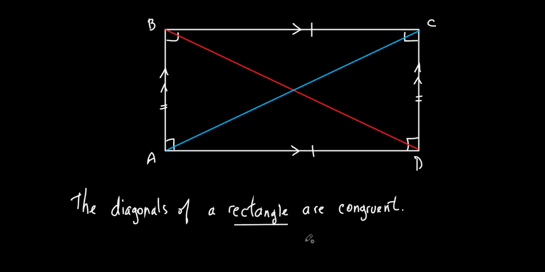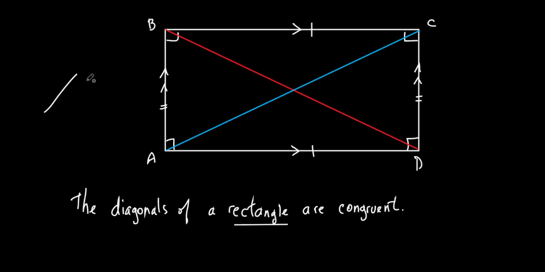All right, so that's really important. Are the diagonals equal to each other, congruent to each other on every single parallelogram? No. Only when that parallelogram is a what? What do we got here? What do we got in front of us? It's a rectangle, okay? And it says it right here. The diagonals of a rectangle are congruent to each other.